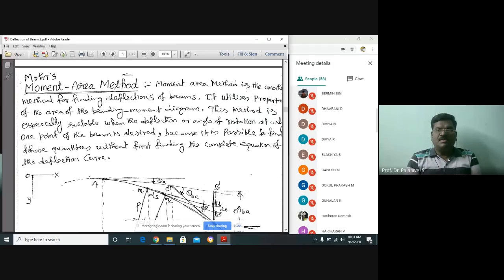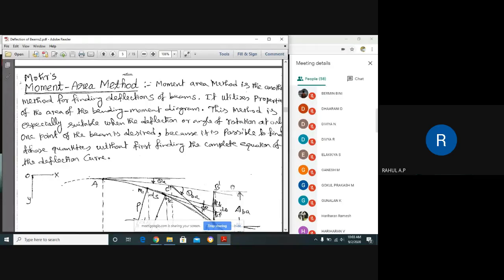Notes visible now. Rahul, notes visible? Am I audible to all of you? Visible, sir. Audible and visible, sir. Yes, sir. Okay.